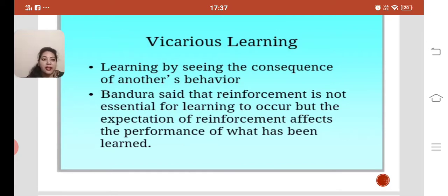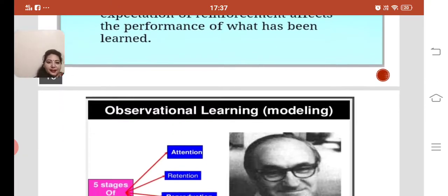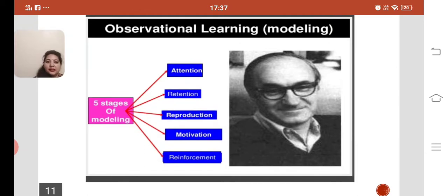Bandura said that reinforcement is not essential for learning to occur, but the expectation of reinforcement affects the performance of what has been observed. Reinforcement we have studied in Skinner's theory of operant conditioning. But Bandura said that it is not necessary in observational learning, but still we have expectations of rewards and praises that affect our performance. Now some stages of modeling are here.